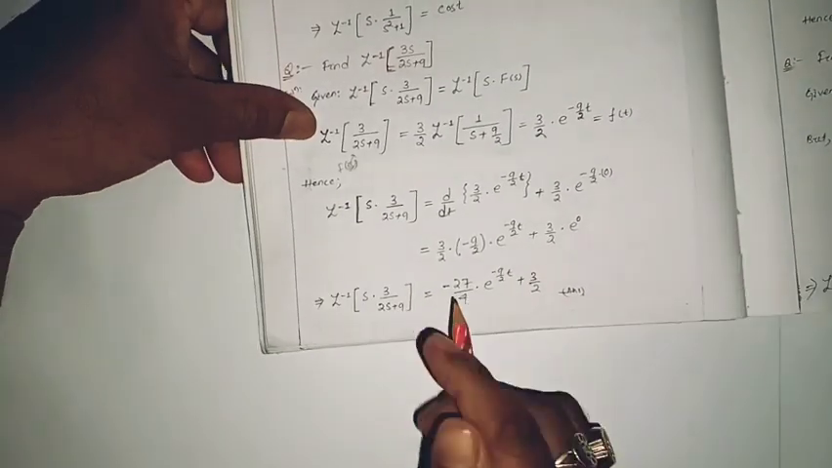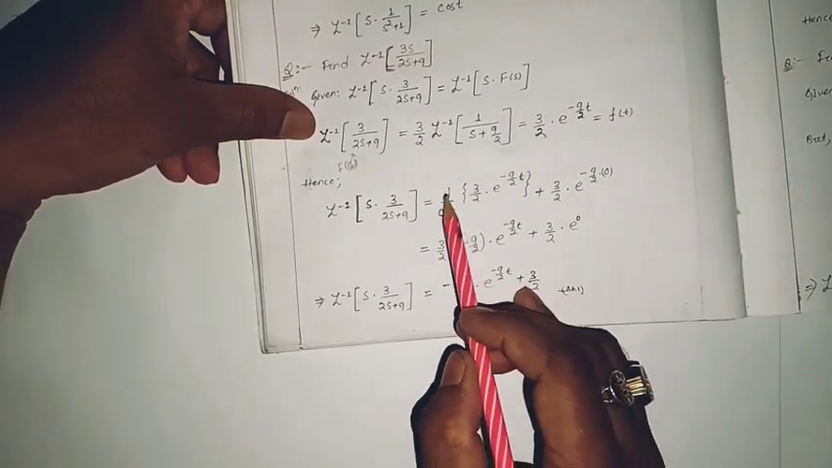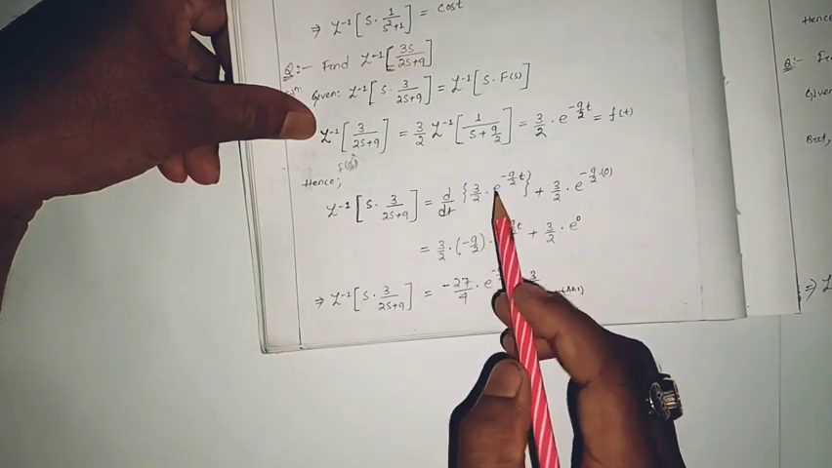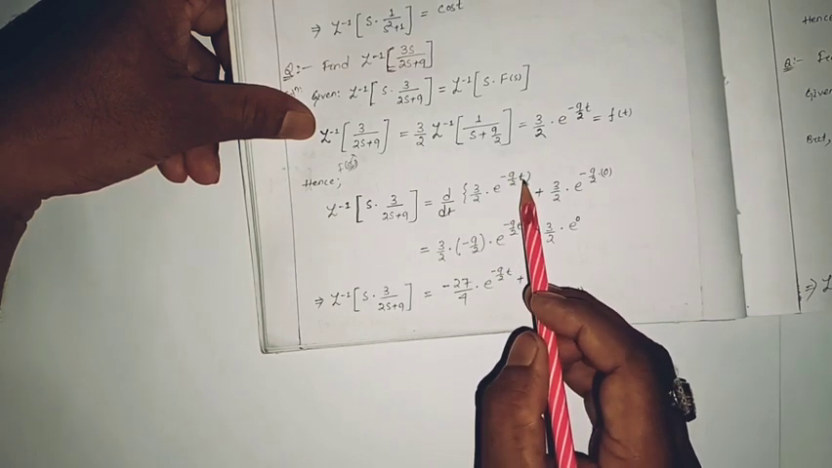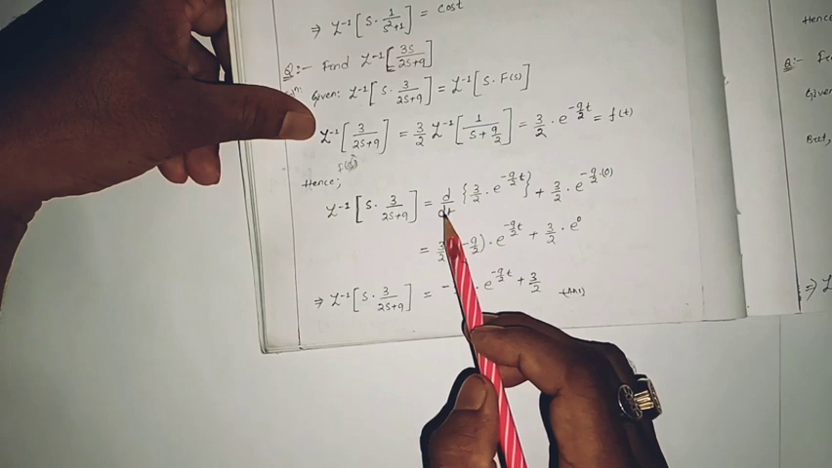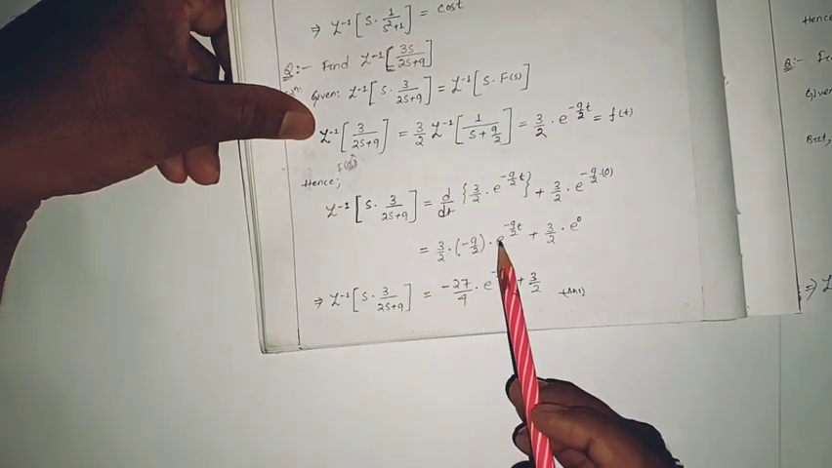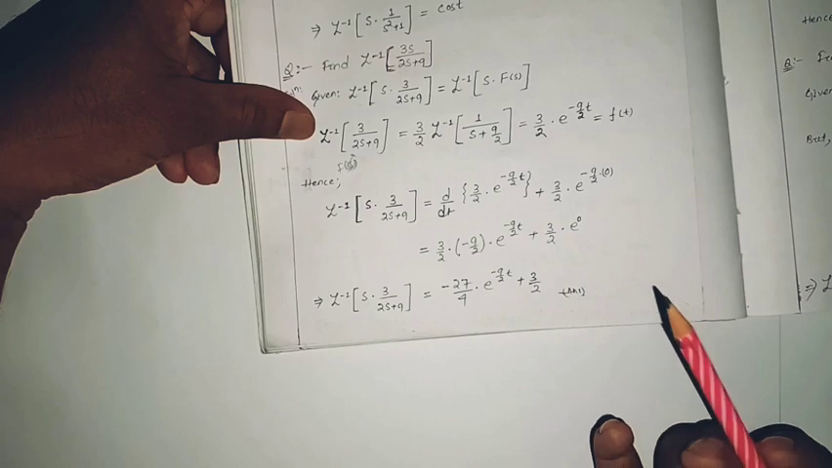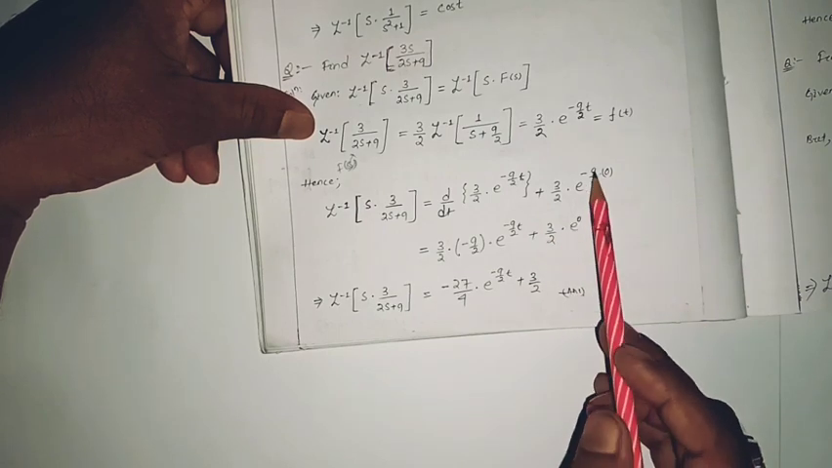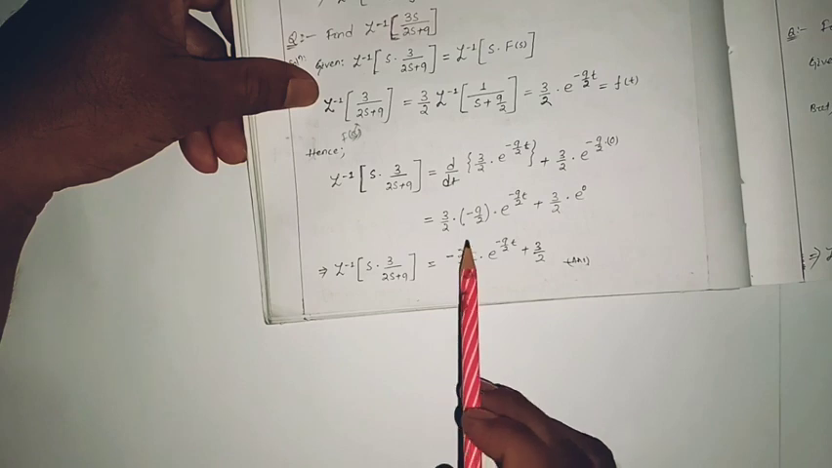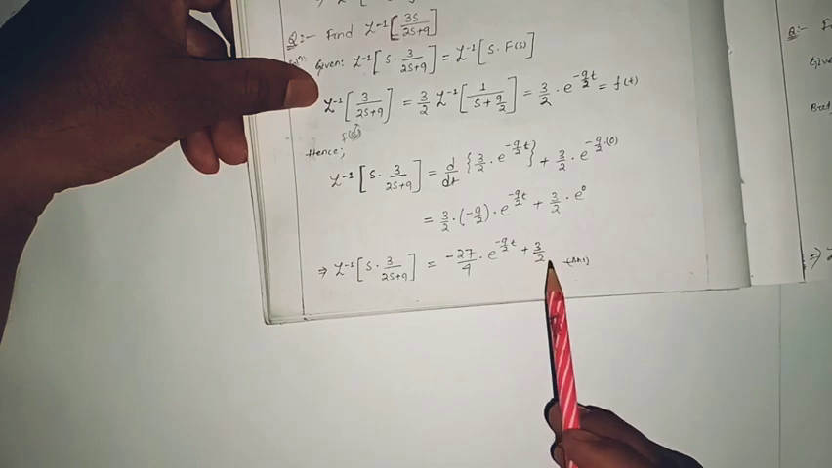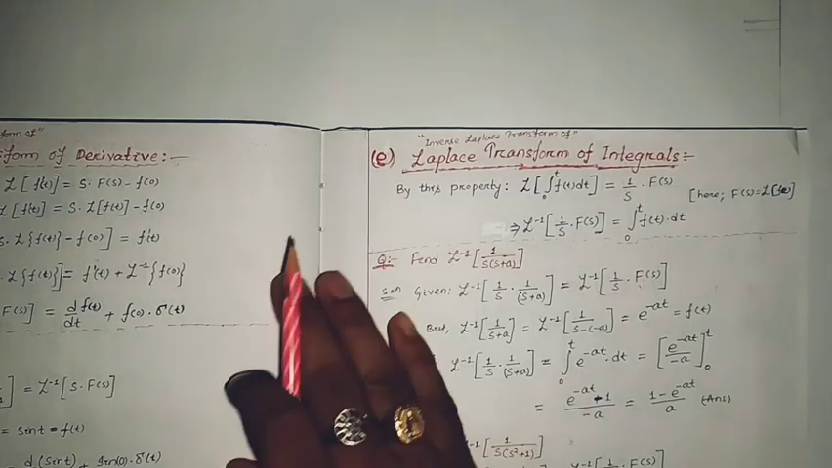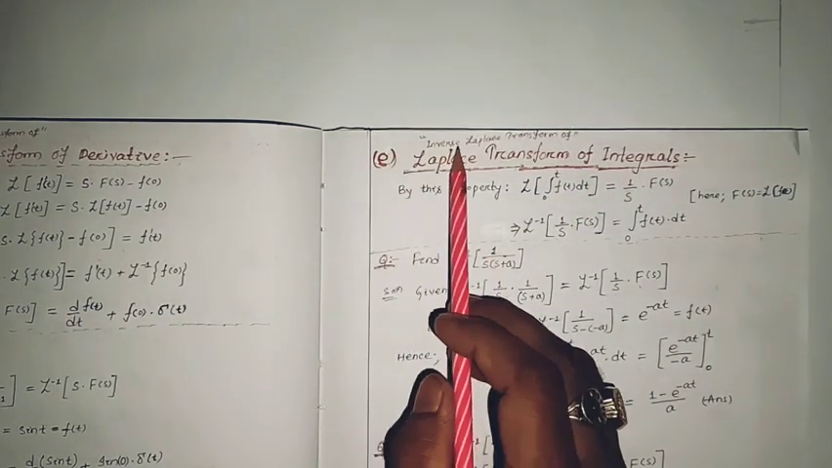We have to substitute. So this will be the derivative with respect to t. This term will be how much? 3 by 2 is already there. So e to the power minus 9 by 2 t differentiated with respect to t means minus 9 by 2 into e to the minus 9 by 2 t, plus 3 by 2, here e to the power 0. Now this one will be 27 by 4 e to the minus 9 by 2 t plus 3 by 2, which is your answer. Okay.